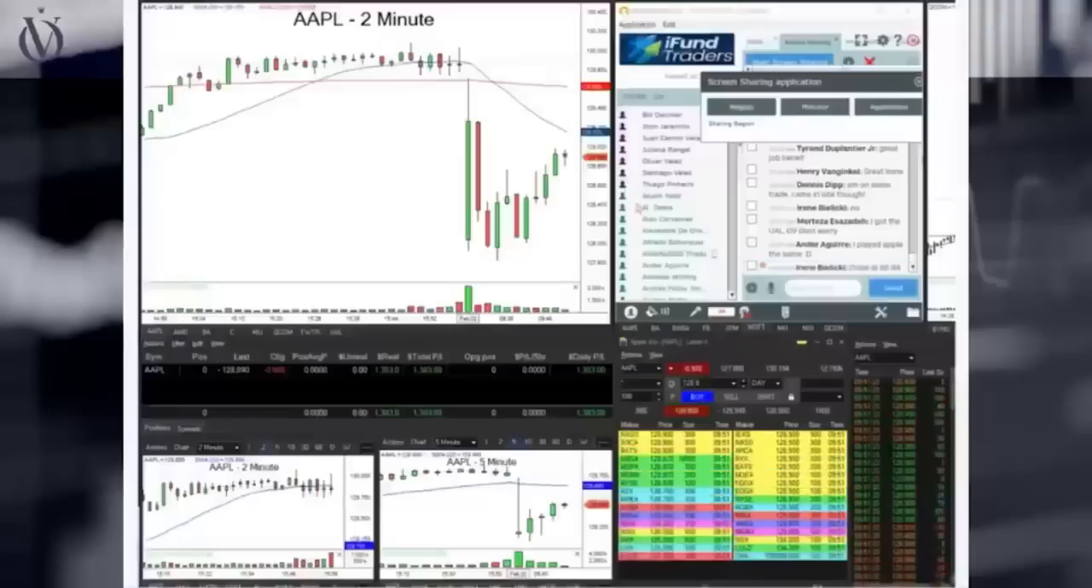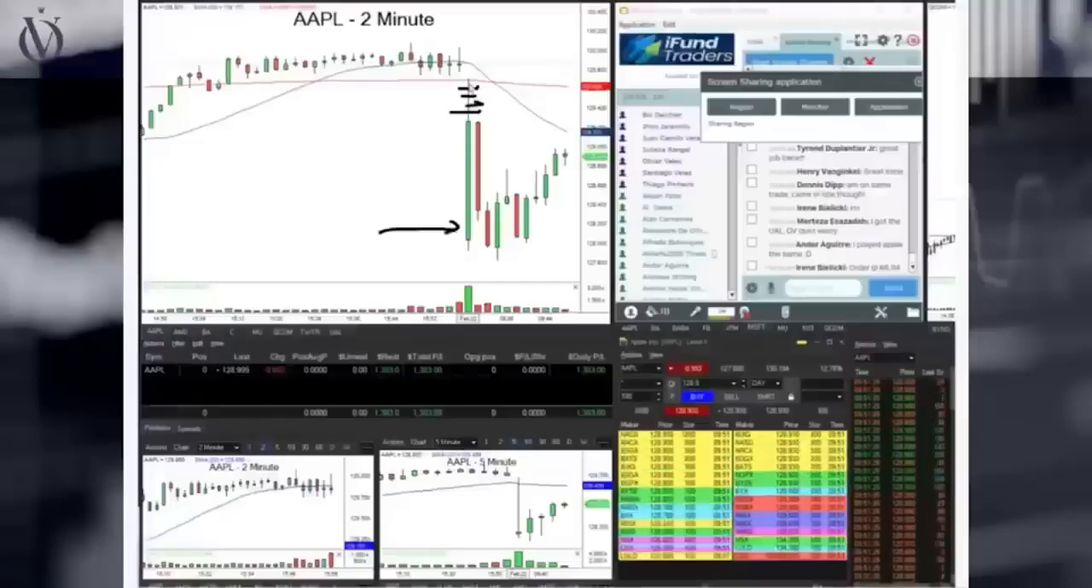Ander, you played the Apple the same way, but which way? Did you buy it first, or did you short on the way up as JR and I did?